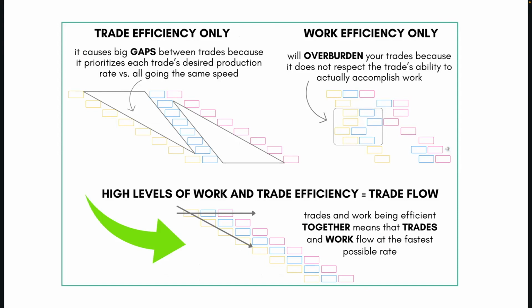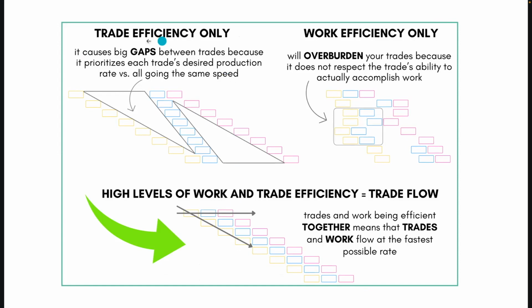The other thing that I really like about this is the ability to visualize the pace of the work. And so there are three diagrams here. One is where we have trade efficiency only, work efficiency only, and then where we have high levels of both. And I want to show what happens when we analyze takt time and zones.